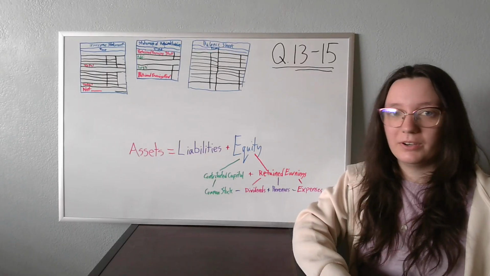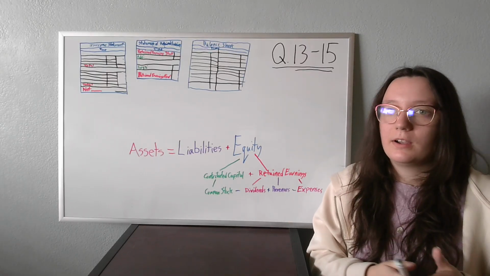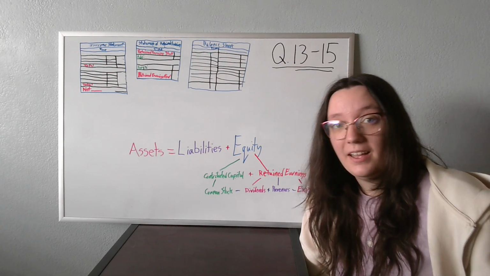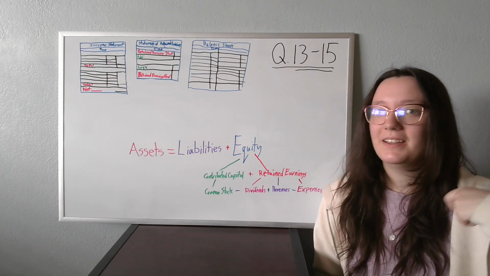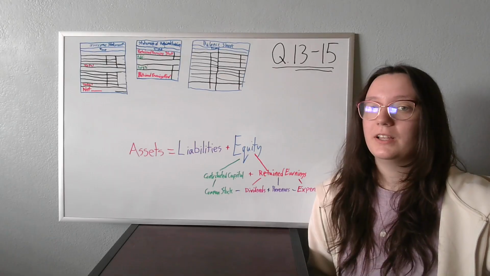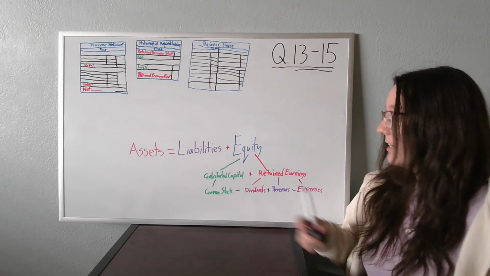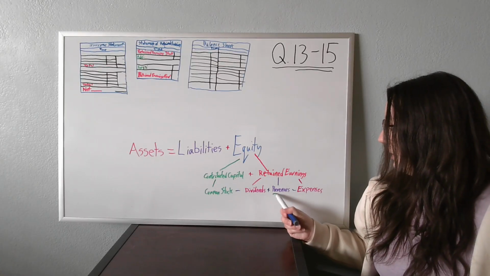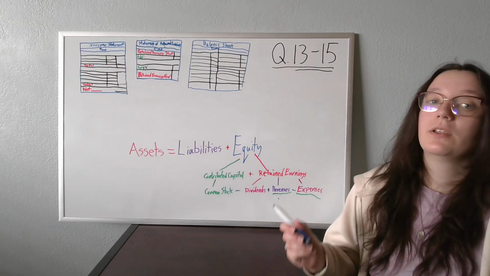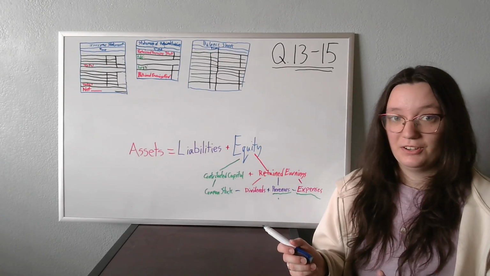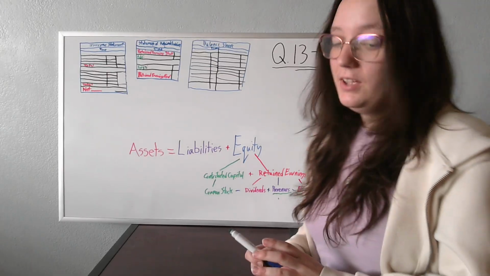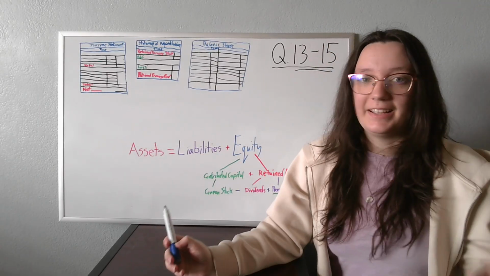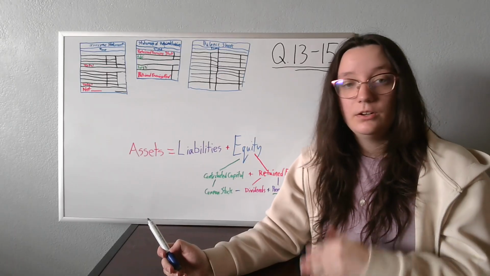Because what is income really? Income is what comes in and goes out of your equity. Money is coming in from somewhere else or you're giving money out to somewhere else. So that's going to be revenues and expenses. That's why we're starting all the way down here for question 13.